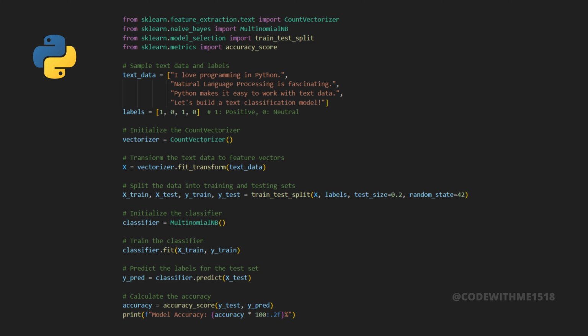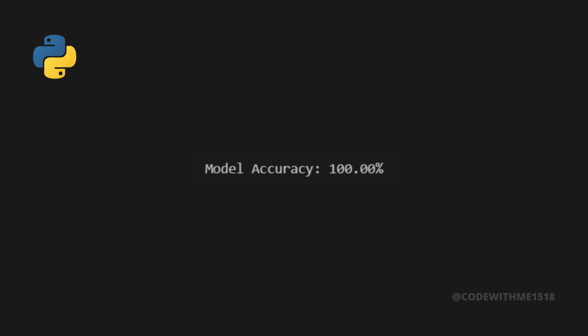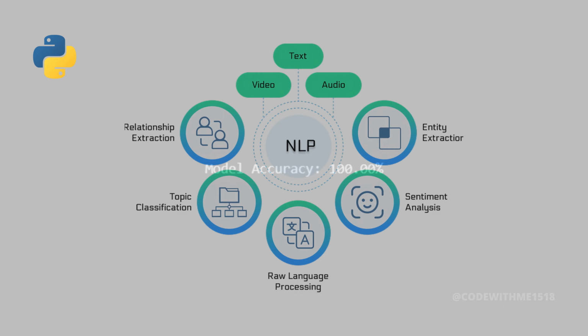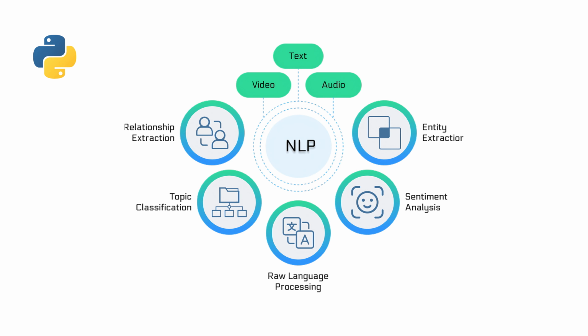And there you have it! We've successfully built a simple text classification model with 100% accuracy on our small dataset. Remember, this is just a starting point, and there's so much more to explore in NLP.